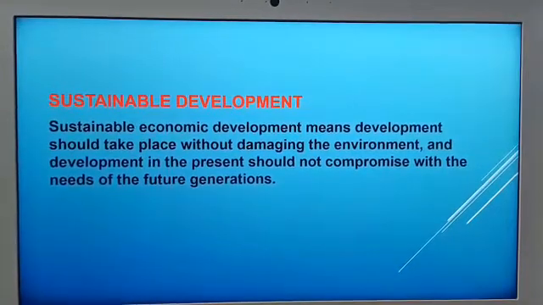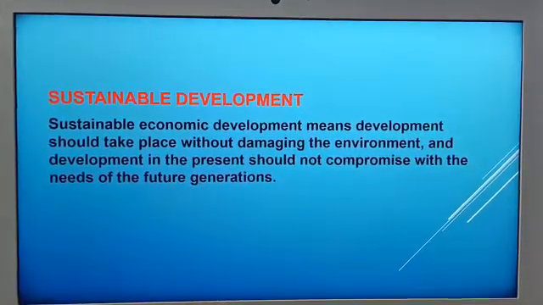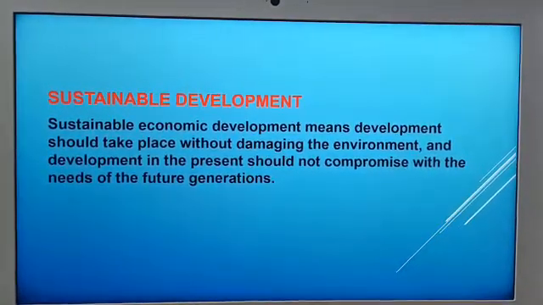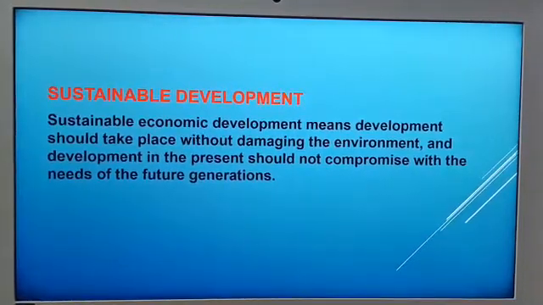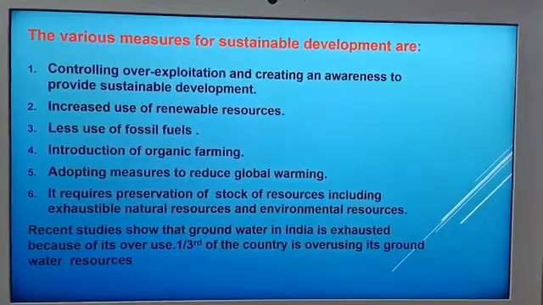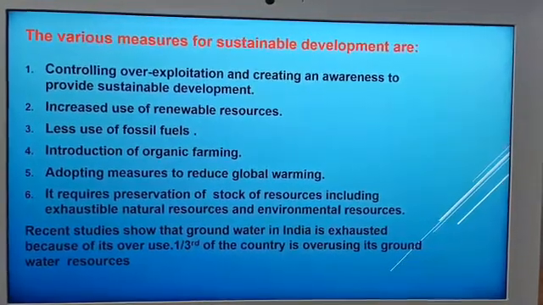We studied the same topic, sustainable economic development, in our geography chapter 1. Just recall your memories. What do you mean by sustainable economic development? Sustainable economic development means development should take place without damaging the environment, and development in the present should not compromise with the needs of future generations.